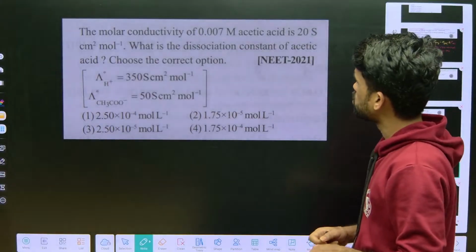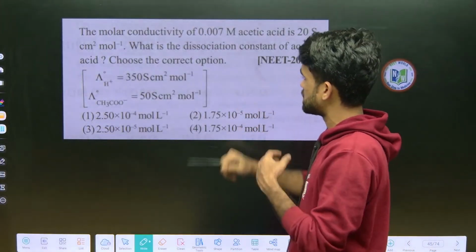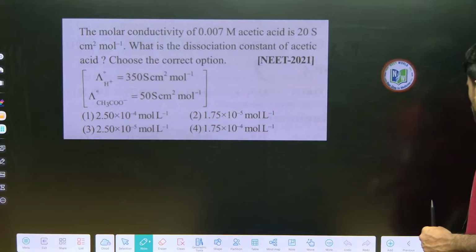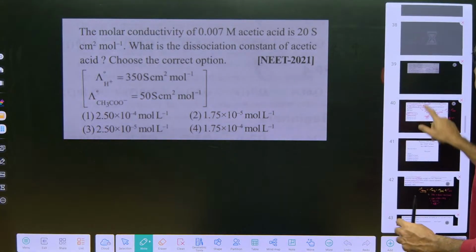See, they are asking about what is dissociation constant. Yes, we will be doing them. Just hold on a few more minutes. Let us discuss one more application here.